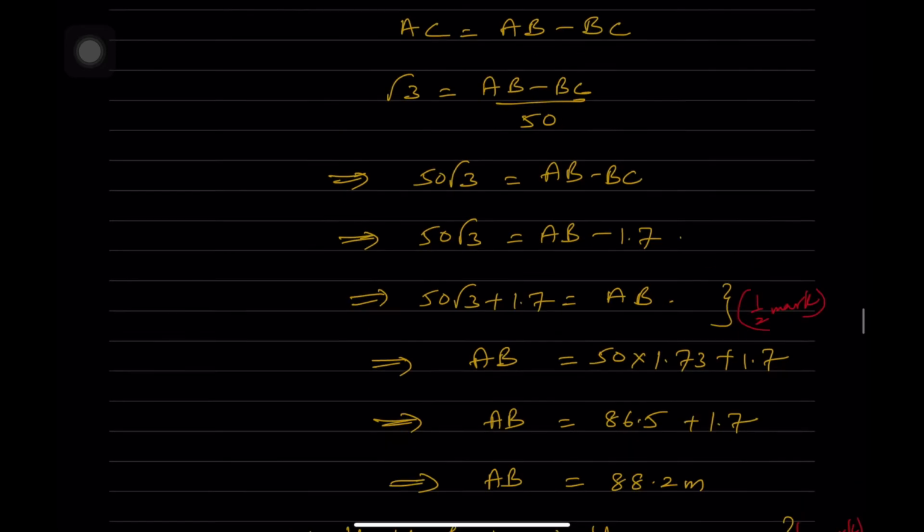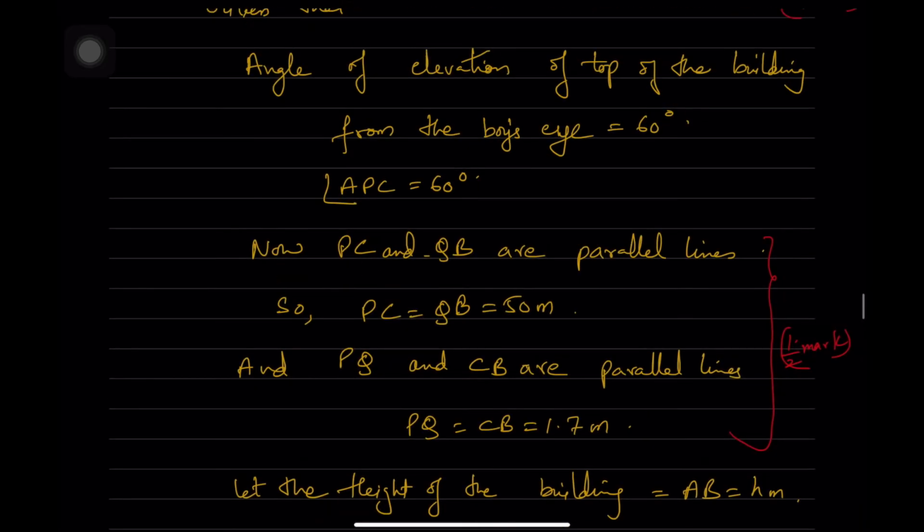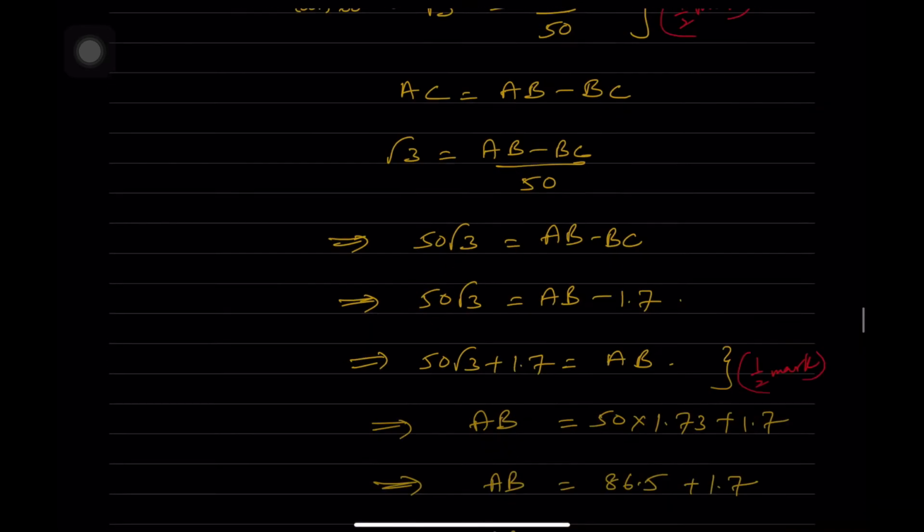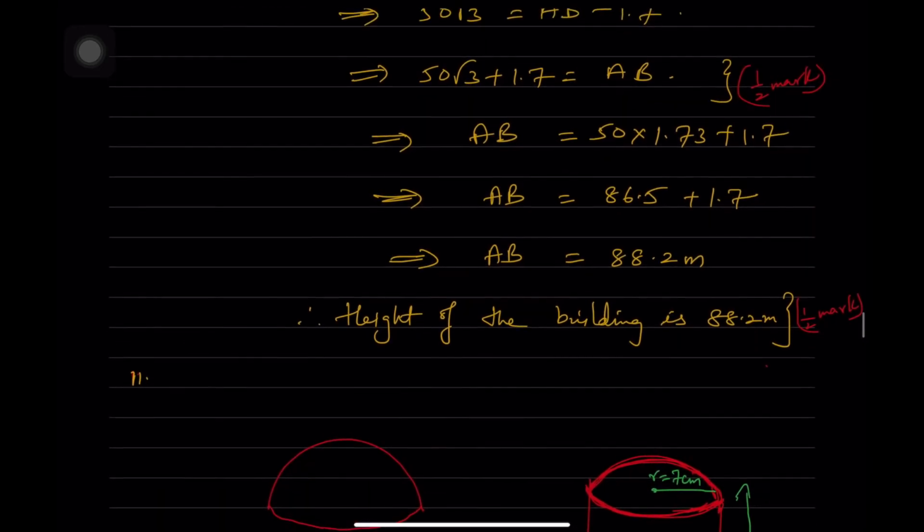This is also half mark. So this is half, this is half, this is half, and for the figure you are having 1 mark. So totally the marks are distributed in that way.